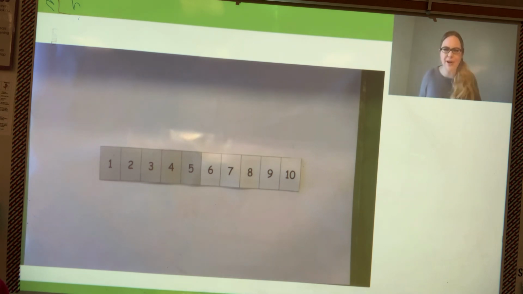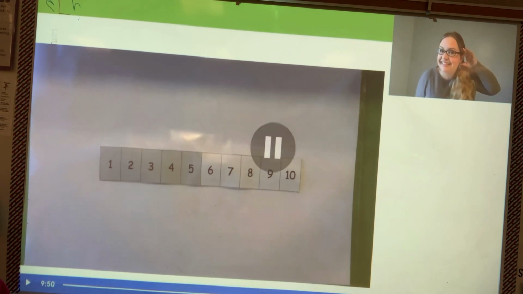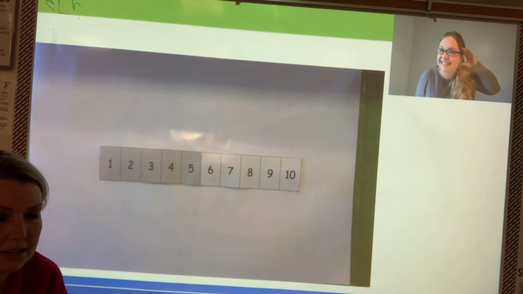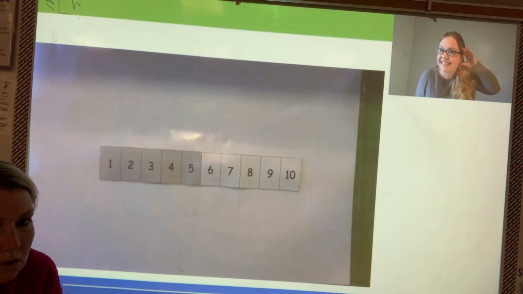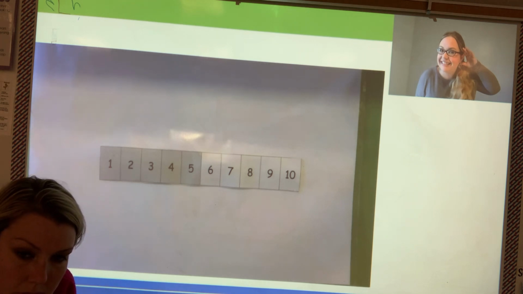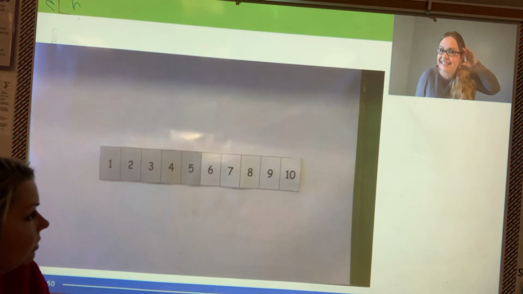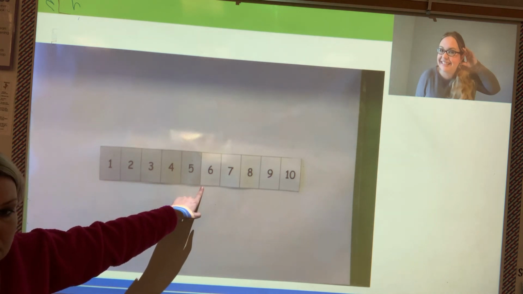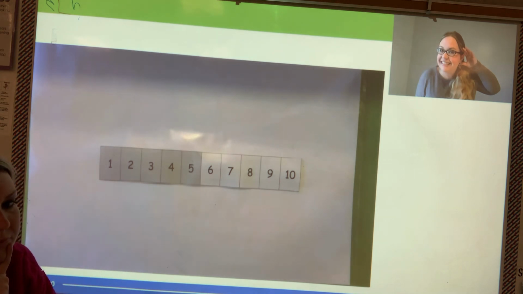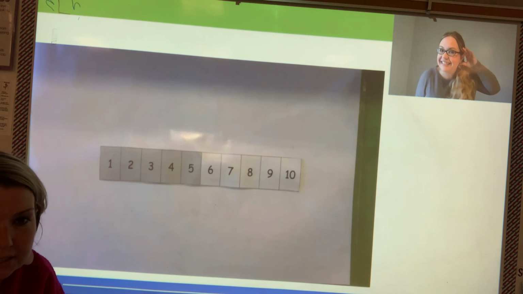What should we do on our number path? Raise your hand. You listened to that story. What do we do? Nicole? Do I have to move my finger from 6? I don't know. Let's listen to Miss Hawkins.